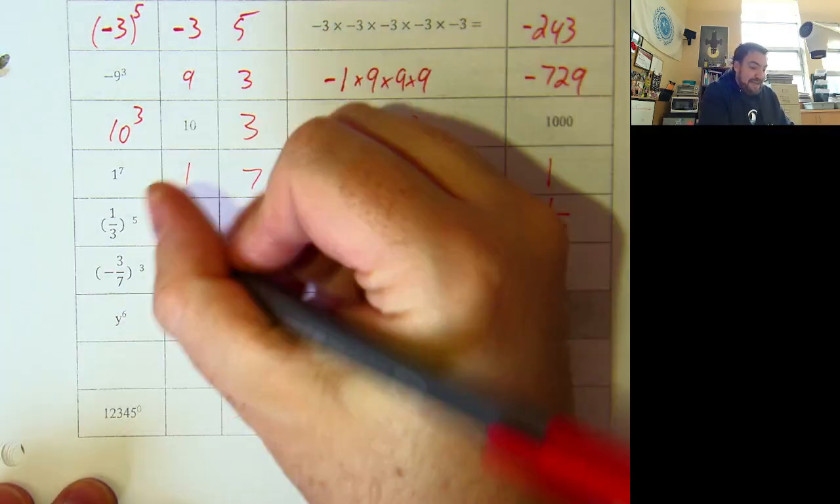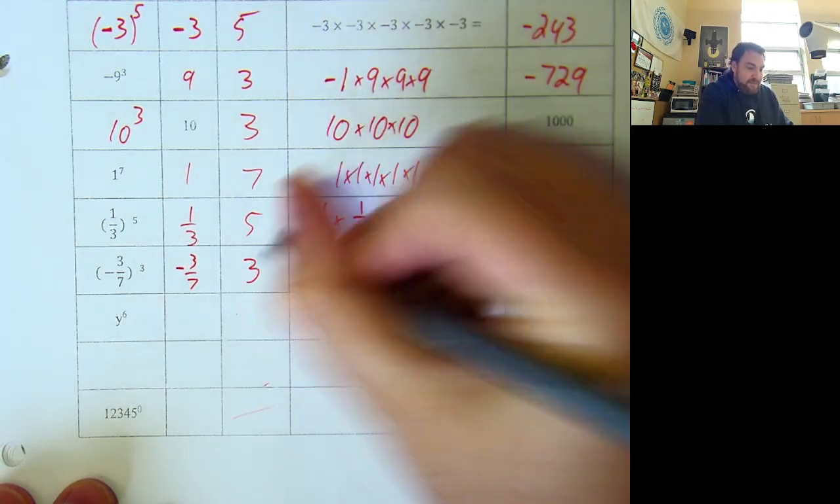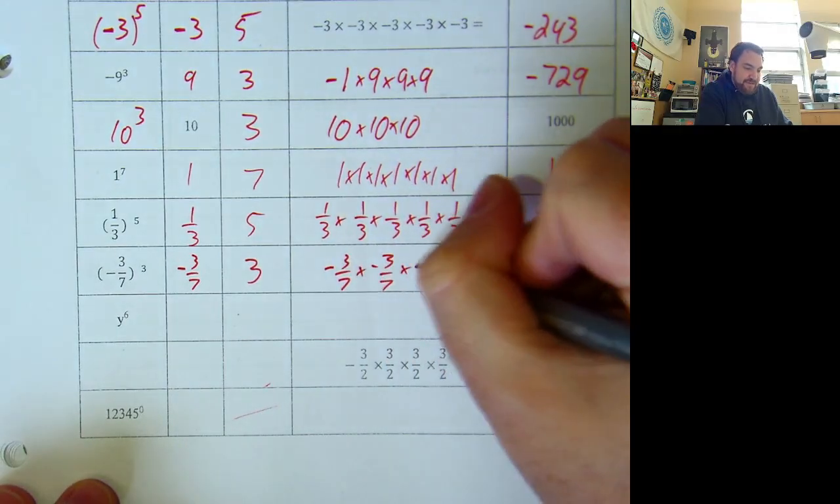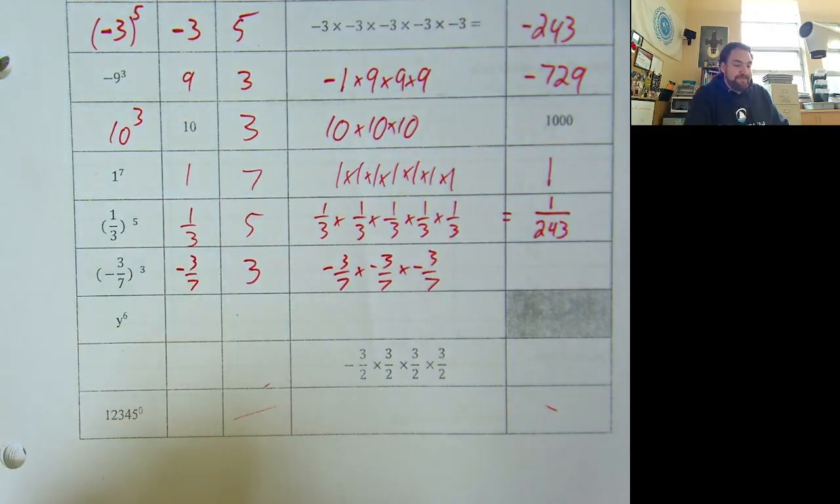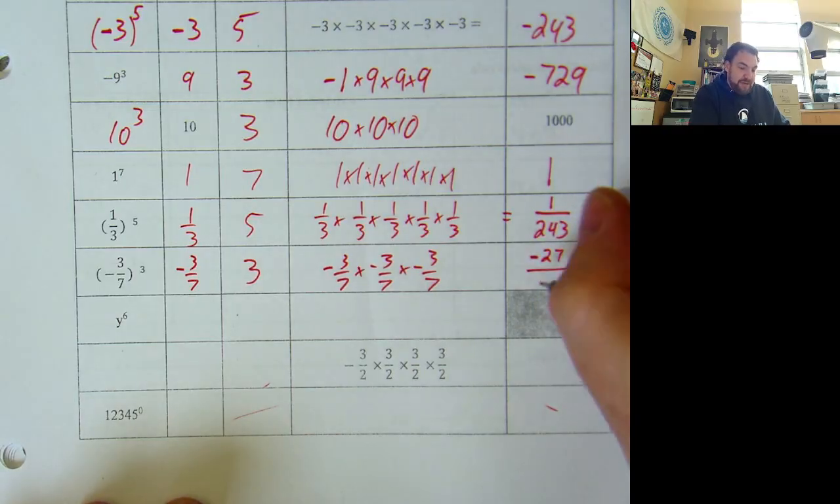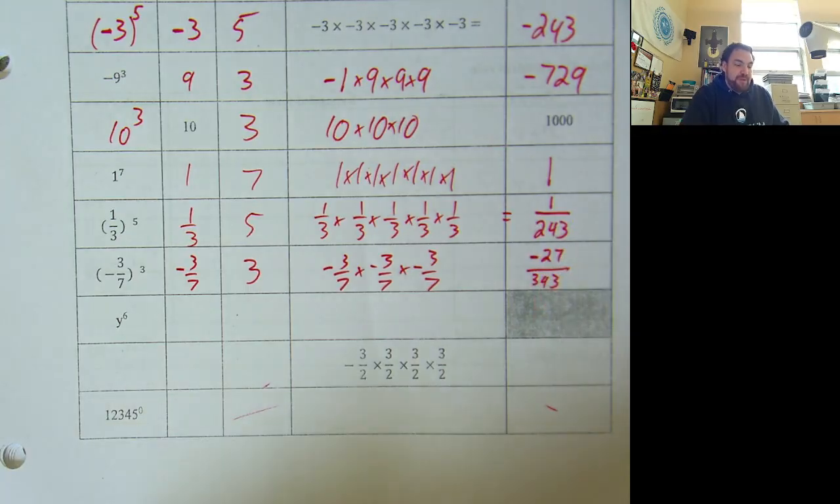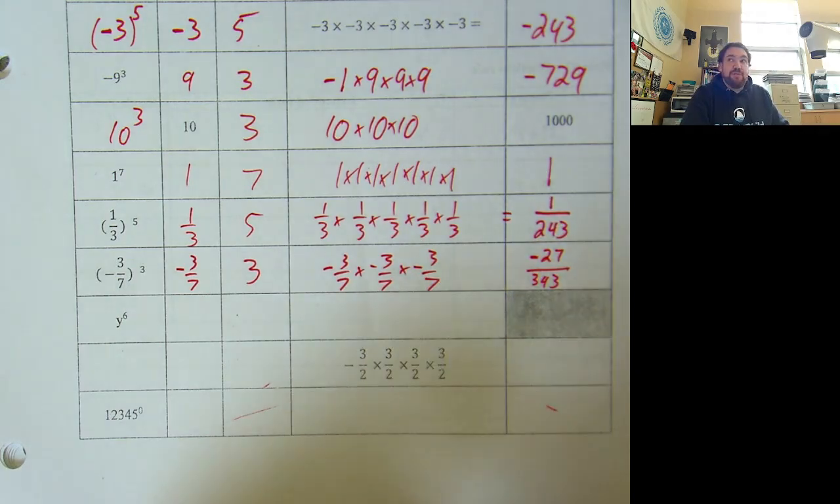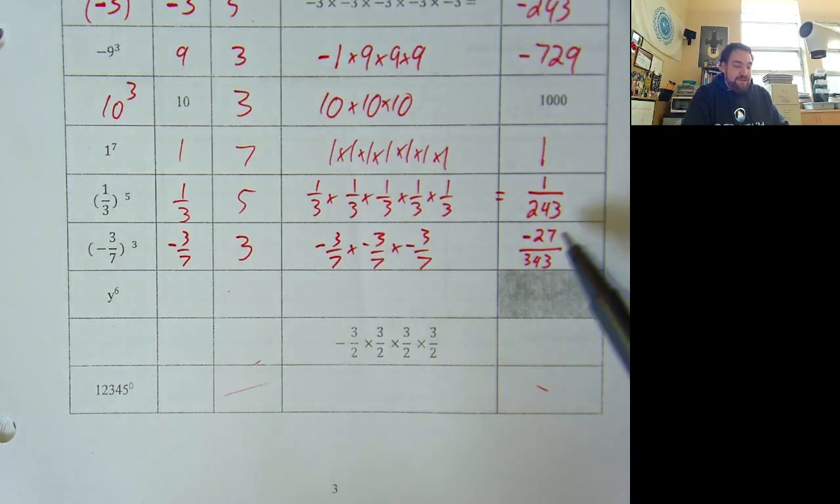This guy is going to be negative 3 over 7. That's exponents of 3. Negative 3 over 7 times negative 3 over 7 times negative 3 over 7 is going to be what? Negative 27 over 343. Include that minus sign as part of your numerator. If you need to multiply that together in your calculator, go ahead. But negative 3 times negative 3 is positive 9 times negative 3 is negative 27. You should be able to do that without a calculator. But the 7s, I don't expect you to know those cubes. But again, your final answer needs to be a fraction.